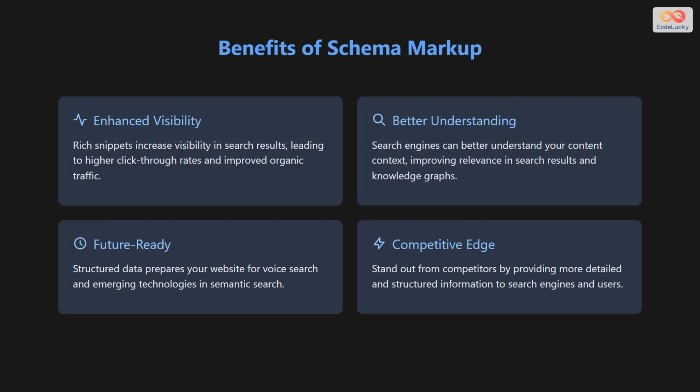Schema Markup offers several benefits. Firstly, it enhances visibility by creating rich snippets in search results, which increases click-through rates and improves organic traffic. Secondly, it allows search engines to better understand the context of your content, improving relevance in search results and knowledge graphs. It also prepares your website for future technologies like voice search. Finally, it provides a competitive edge by displaying more detailed and structured information to search engines and users.